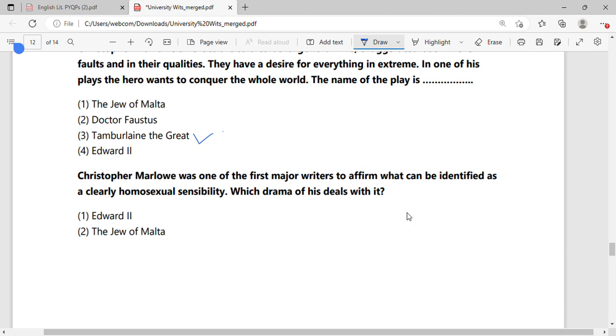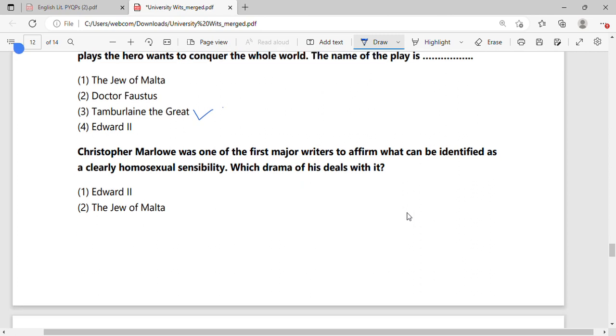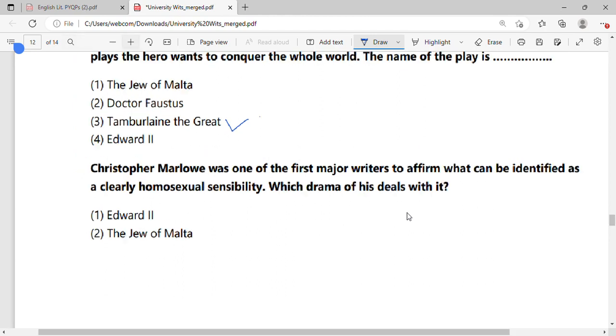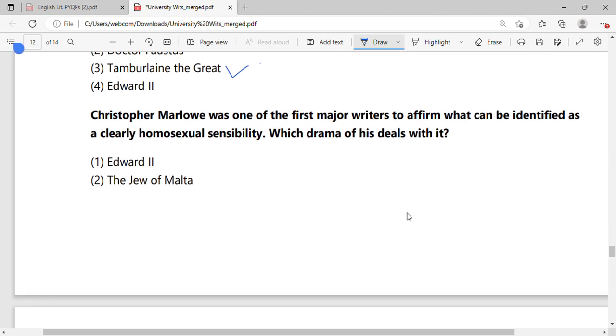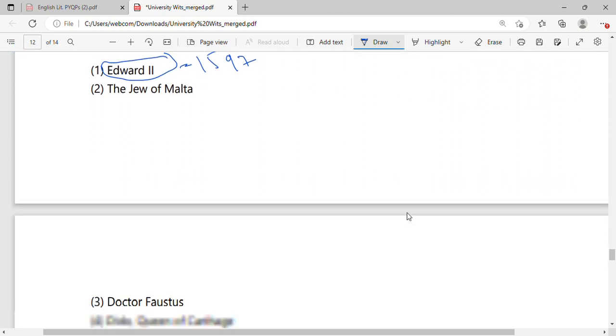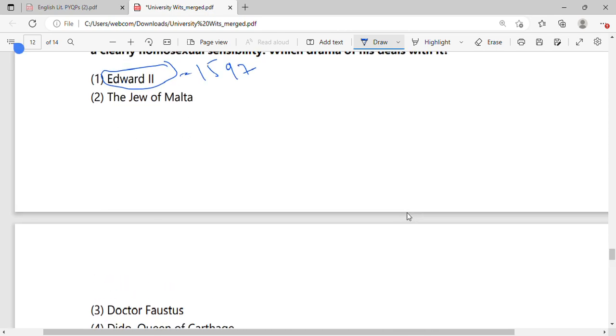Now, Christopher Marlowe was one of the first major playwrights to affirm what can be identified as a homosexual sensibility. Which drama of his deals with it? It was Edward II. We have discussed this. It was performed in 1597, posthumously, obviously.